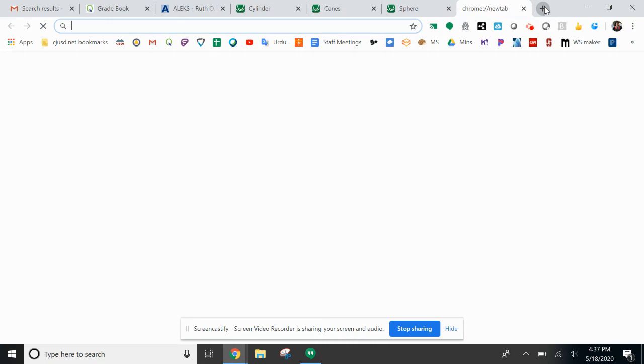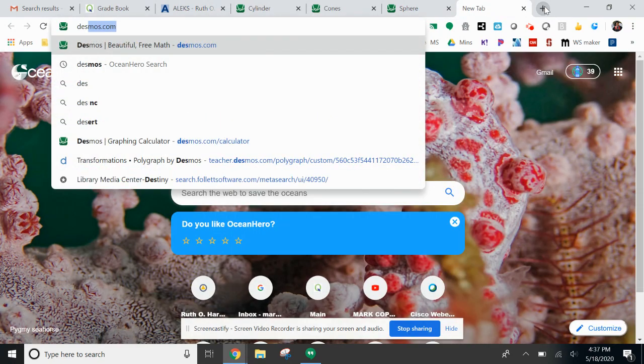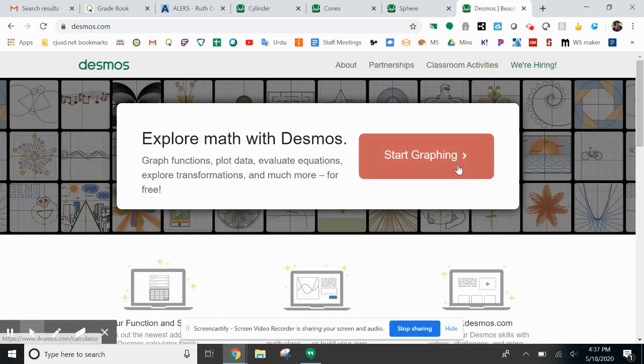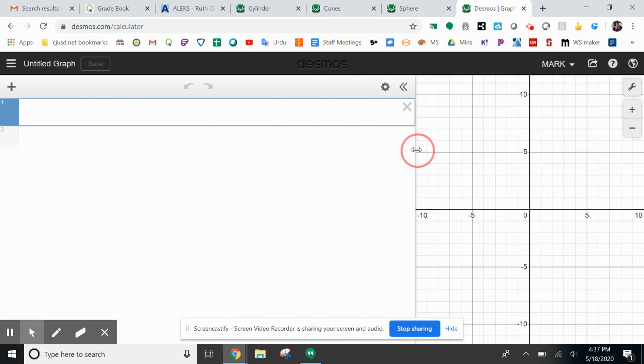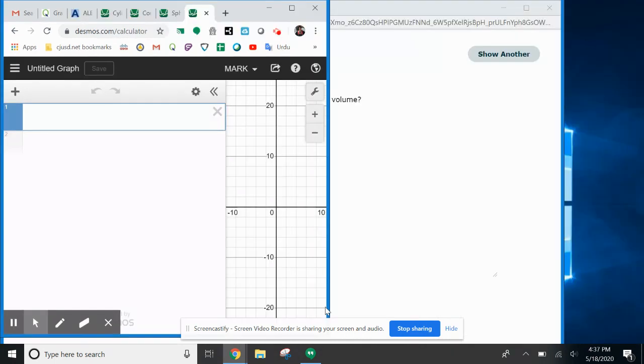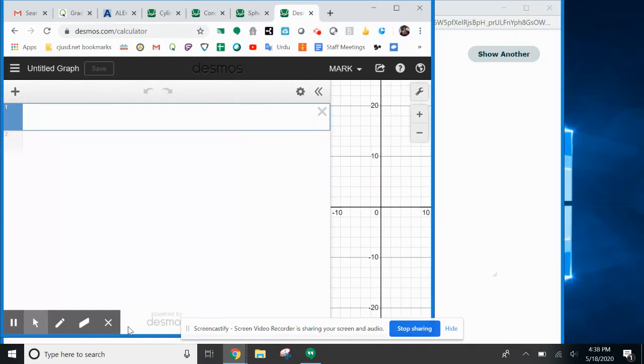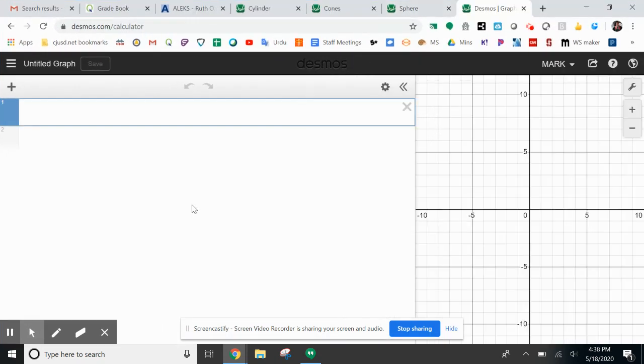And I'm going to open up and go to Desmos, and I can start graphing. Now, I don't need to graph anything, but over here on the side, it uses this as a graphing calculator anyway. So there are different options I can use here. And, let me do this.